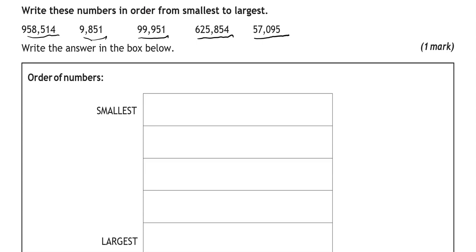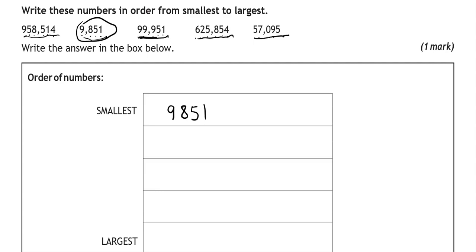So the one with the fewest number of digits will be the smallest. So having a look, this has 1, 2, 3, 4, 5, 6 digits. This one has 1, 2, 3, 4. So this must be smaller. Then we've got 1, 2, 3, 4, 5. 1, 2, 3, 4, 5, 6. 1, 2, 3, 4, 5. So this is the smallest of them all because it has only 4 digits. The rest of them have 5 or 6. So 9,851 goes there. Then the next biggest one, it has to be one with 5 digits, not the 6.